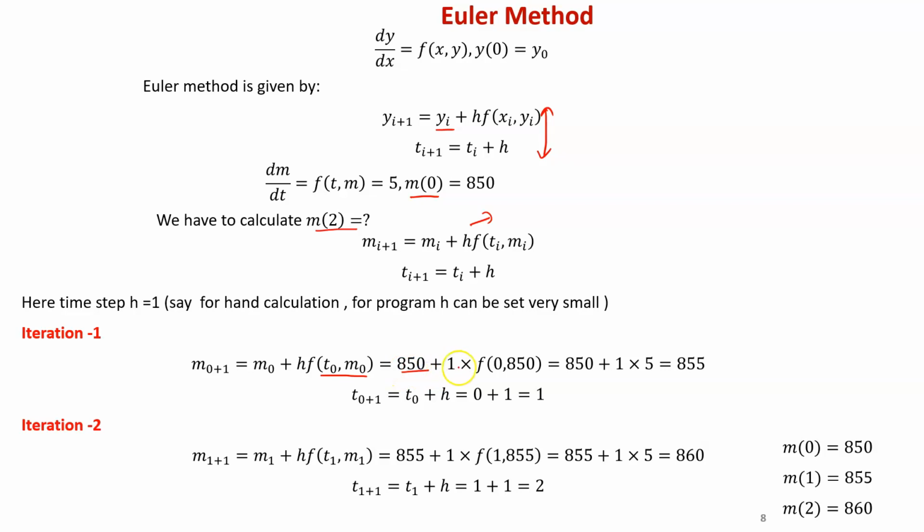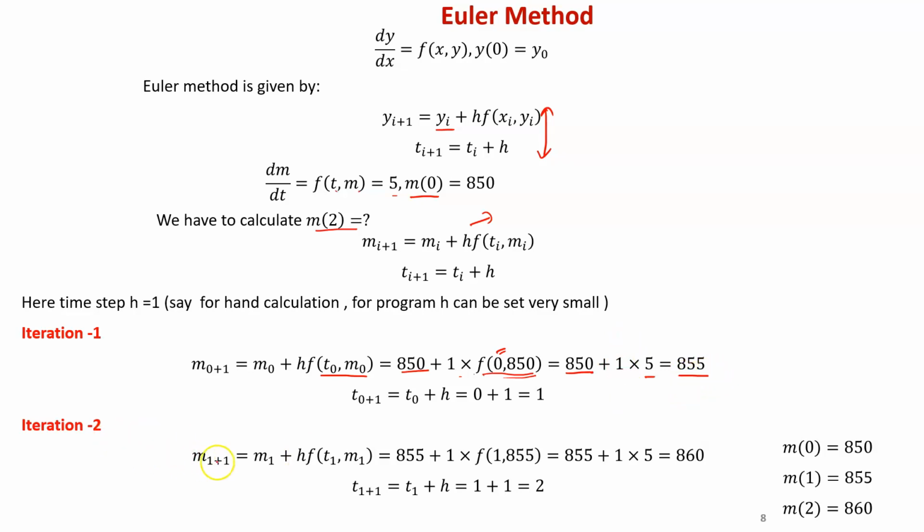850 plus 1 into f of t0, m0. The t0 value is 1 and the m0 value is 850. So again we will get 850, and this is a constant value. If we put t and m here, we will get 5, right? So then we will get 850. So t0 plus h, that will be 1, so t is equal to 1, and m1 will be 855.